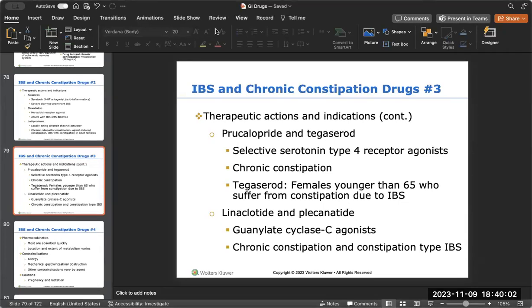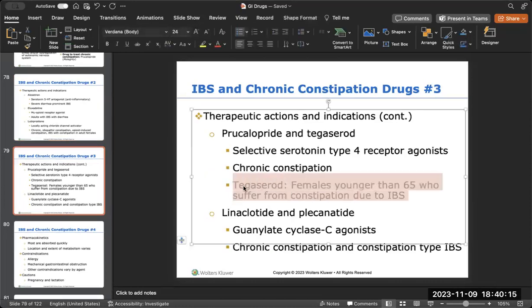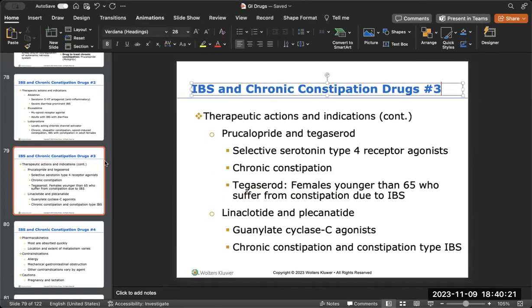So all of these, I would just be able to recognize them, recognize that they work for IBS and chronic constipation, with the exception of this one, treating just severe diarrhea with IBS. And I would remember that tegaserod is good for females who are younger than 65 who suffer from chronic constipation due to IBS.